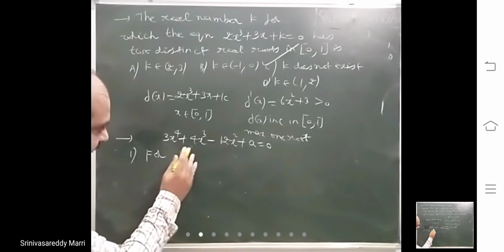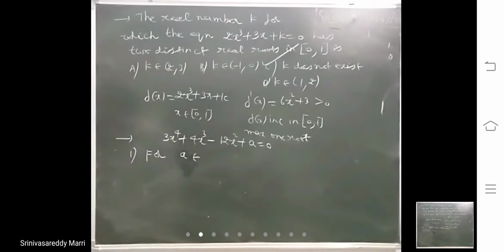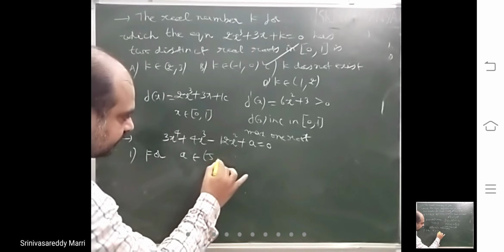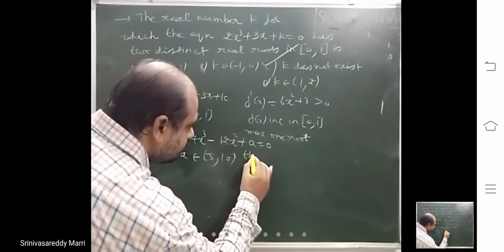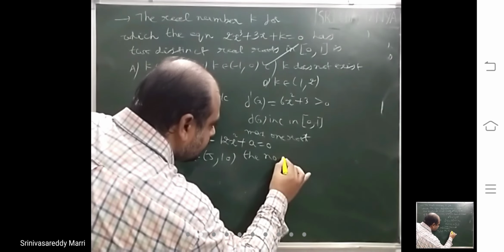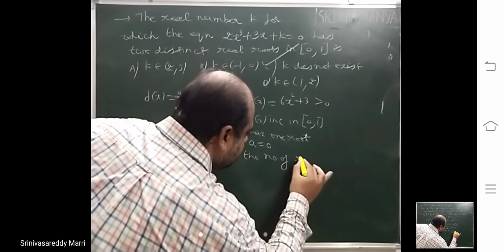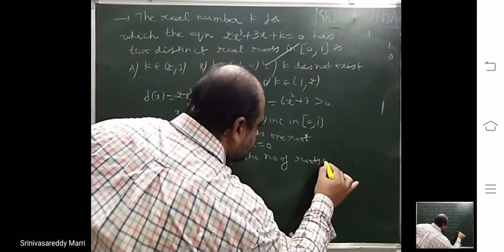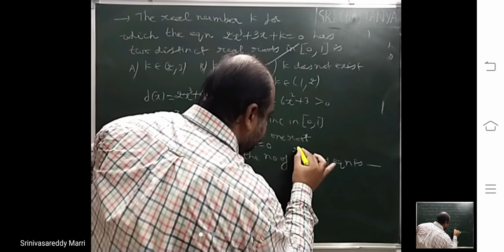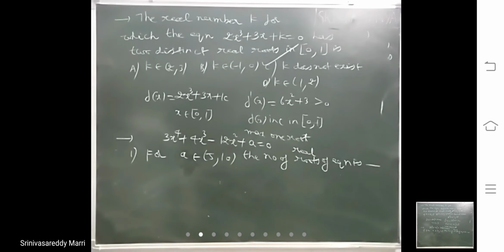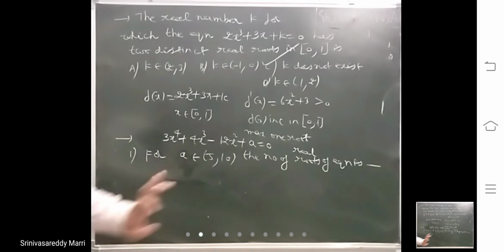He will ask like this. Look at, for a belongs to (5, 10), the number of real roots of the equation is dash. Okay, one equation he will give and he will give a value also.